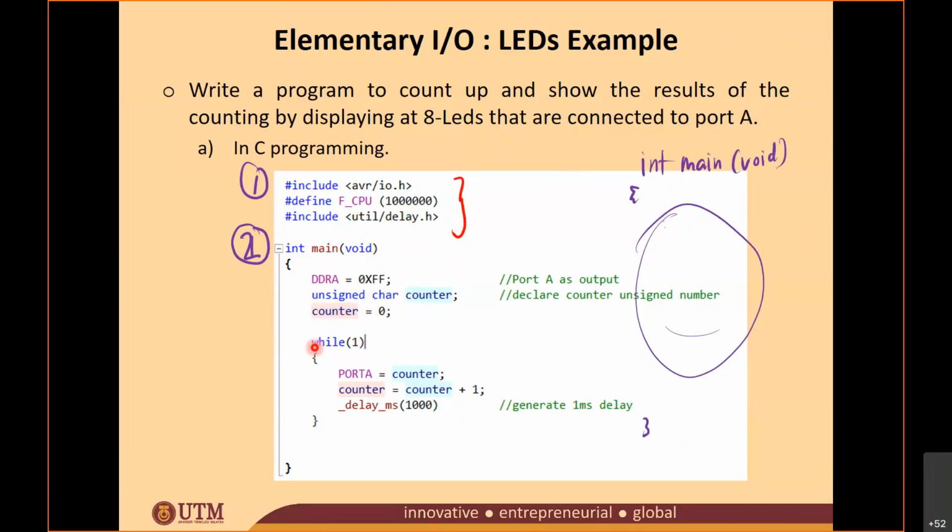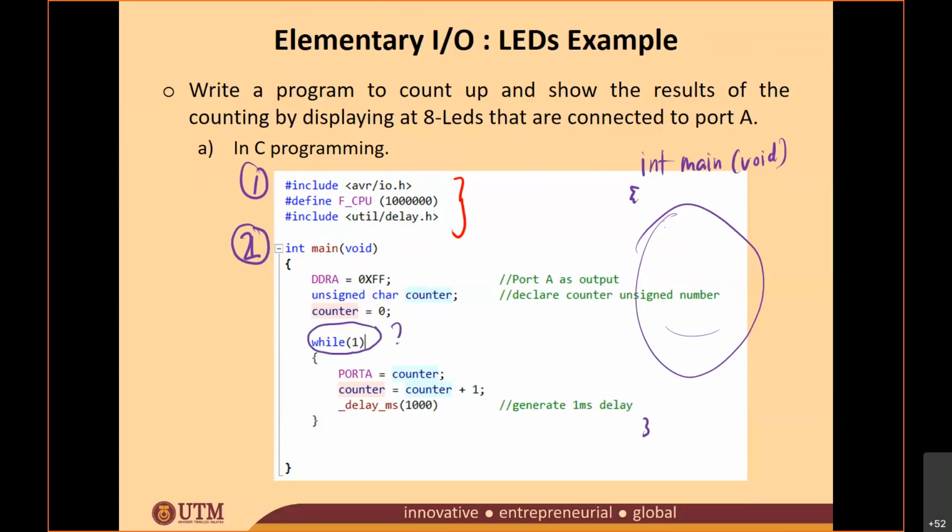And while 1, what does this while 1 do? Siapa boleh tolong? What does this loop do? While 1 means that you're going to do this loop forever, continuously. So that's why you put 1 dekat situ. While 1. So this is a continuous loop.